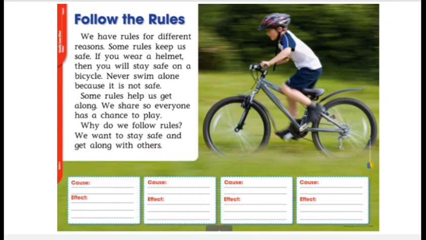I know that while I was reading, I found a couple that seem a little obvious to me about rules and why we follow them. The biggest one is this one right here. I'm going to highlight it. If you wear a helmet, then, that's one of those special words, you will stay safe on a bicycle. So the cause is what happens first. So before you even ride your bicycle, what do you always put on your head? You always put on your helmet. I'm going to write the word helmet right here under the word cause, because remember, the cause is what happens first.